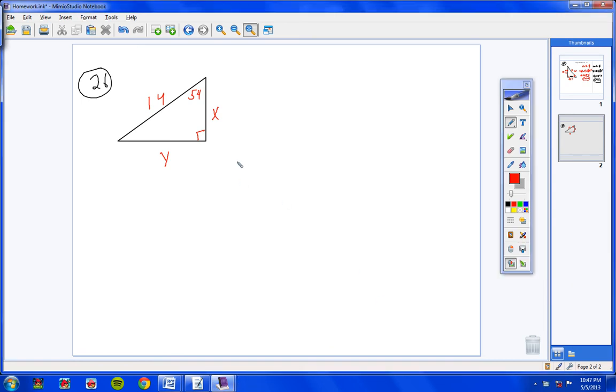Okay, let's solve for x and y. Did you find it, Josh? Did you find it or not? Okay, thank you. Okay, guys, let's solve for x and y.